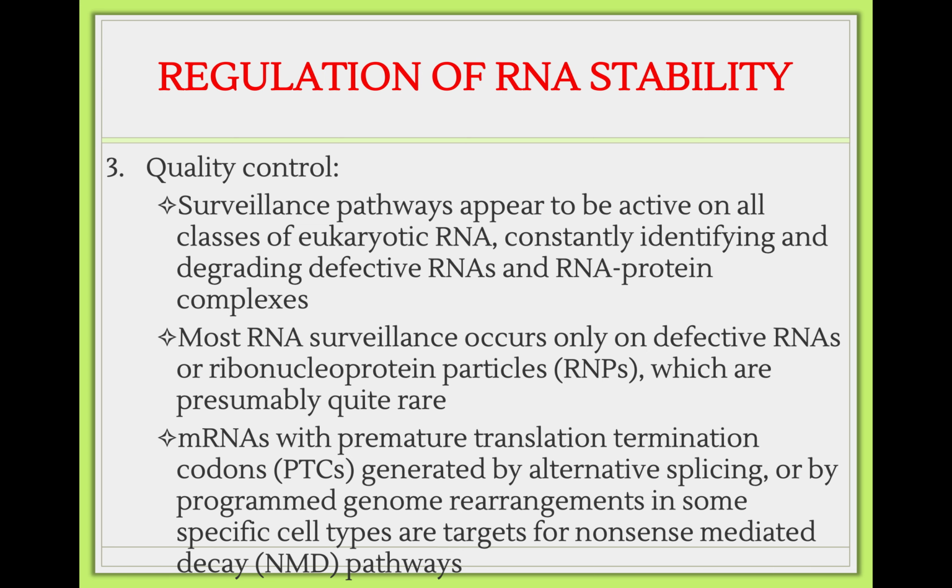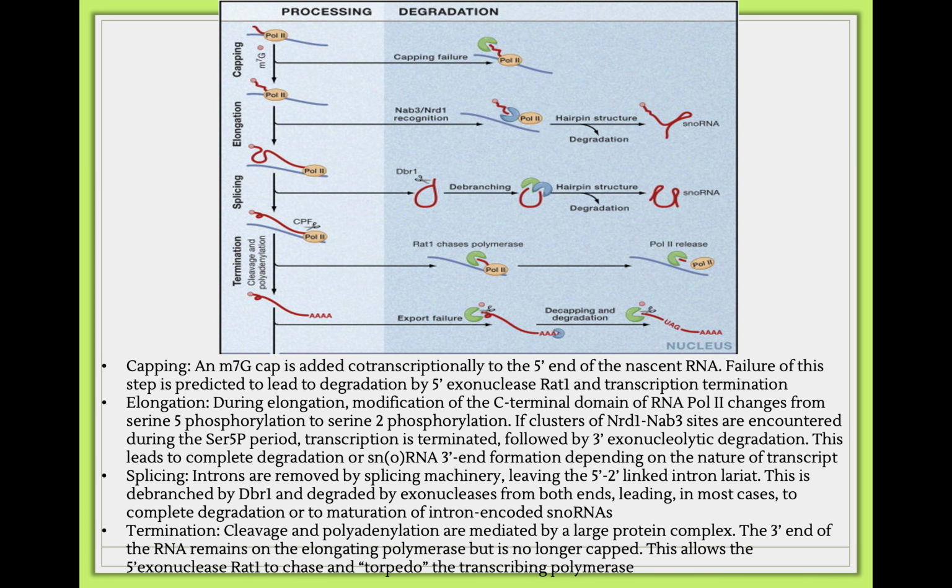When you talk about quality control, it's the same as when you work in a factory or anything that is under quality control. It's the same mechanism. So this is the process of processing and also the degradation. Each and every one of them, capping, elongation, splicing, and termination, has been described to you. So I'm not going to go into details on this. You can read about it in your notes. Anything that you don't understand, we could probably discuss later on.